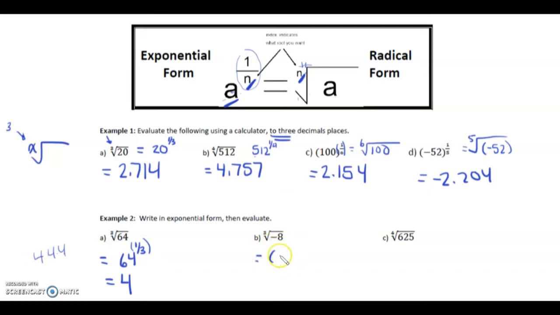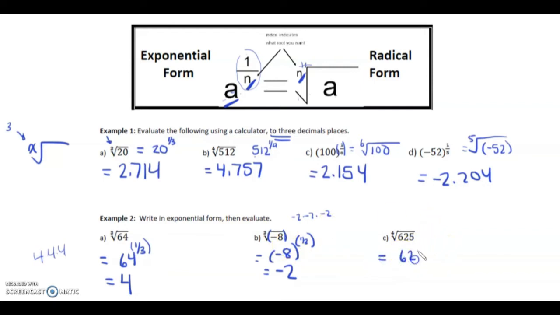Okay? So if we rewrite this in an exponential form, we want to put this negative 8 in brackets since our root kind of acts like a bracket. Okay? And we can cube root this. Even though it's negative, we can cube root it because cube is an odd number. So I get negative 2. In other words, this means that negative 2 times negative 2 times negative 2 equals that negative 8.